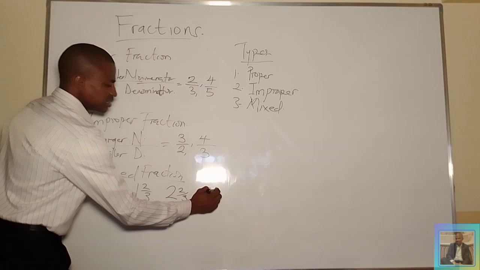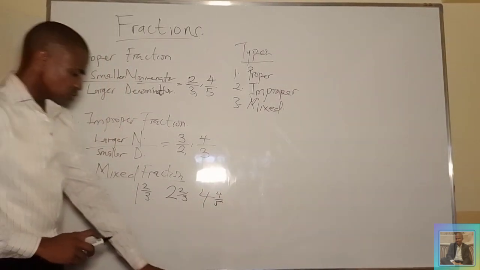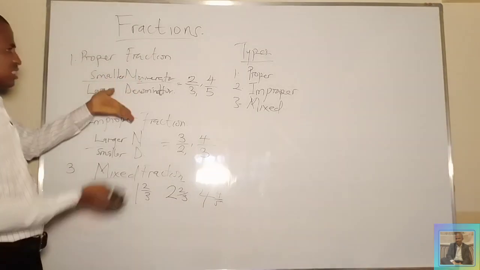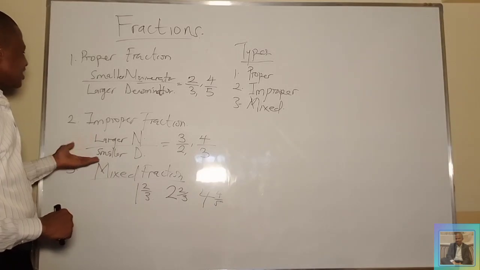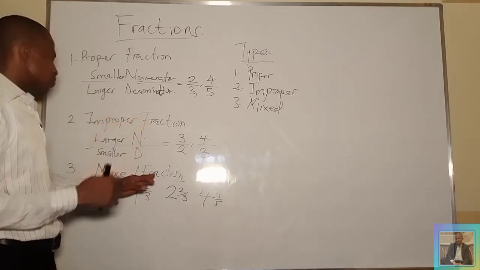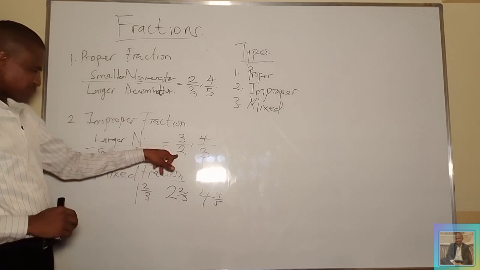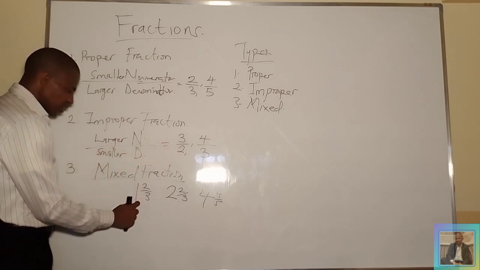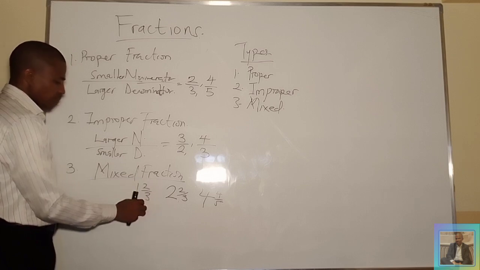So in summary, for a proper fraction, the numerator, what is above, is lower than what is below. Improper, the smaller is carrying the weight of the bigger. The numerator is larger, the denominator is smaller. Mixed fraction, you have an integer, a whole number, accompanied with a fraction. Most times the fraction is a proper fraction.